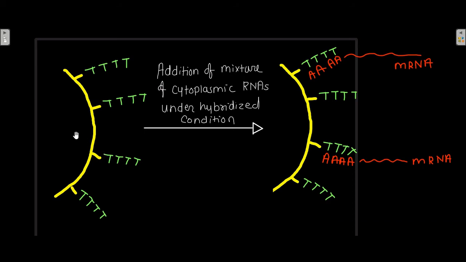There is a matrix that has TTTT on it, and your mRNA has AAAA on it, and the other RNAs don't have AAAA on them. So when you put this mRNA and the mixture of cytoplasmic RNA onto the stationary phase, the AAAA will bind to the TTTT of the stationary phase, and all the other RNA will be washed out. That is how you purify the mRNA from the mixture of cytoplasmic RNAs. It's quite simple.